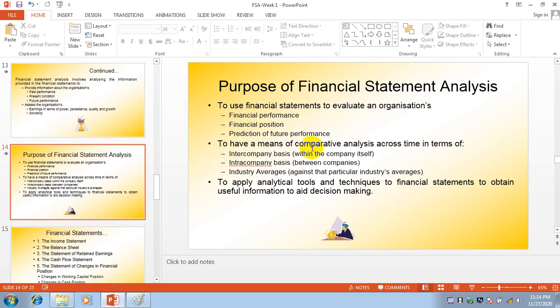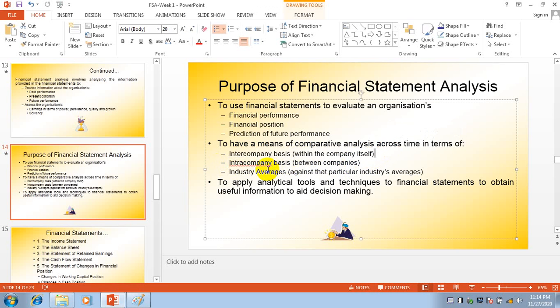To have a means of comparative analysis across time, on an intra-company basis within the company itself, which is internal analysis, and on an inter-company basis between companies. We discussed this is internal analysis and this is external analysis. Industry averages against the particular industry. Now here in inter-company comparison, you can compare your performance with a single company. And here in industry averages, you are comparing the performance of your company with all the industry averages.